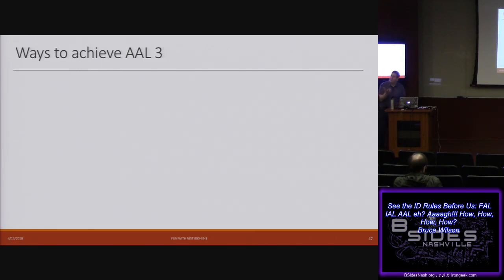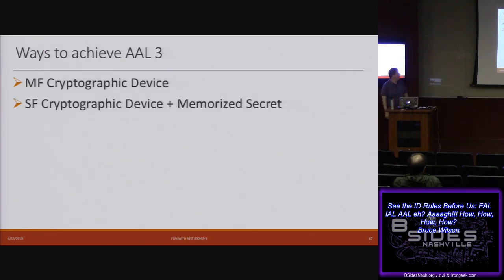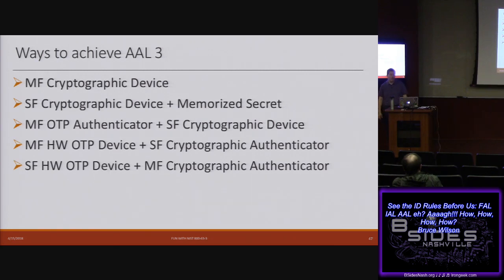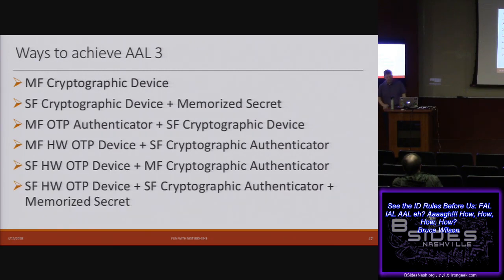So again, in Rev 2, the only way to get to that top level was that smart card, that hardware-based cryptographic device. That's still there. But in Rev 3, I can do a little bit more than that. I can add a single-factor cryptographic device, hardware, plus a memorized secret. I can do a multi-factor one-time password and a single-factor cryptographic. And walk through these examples here.